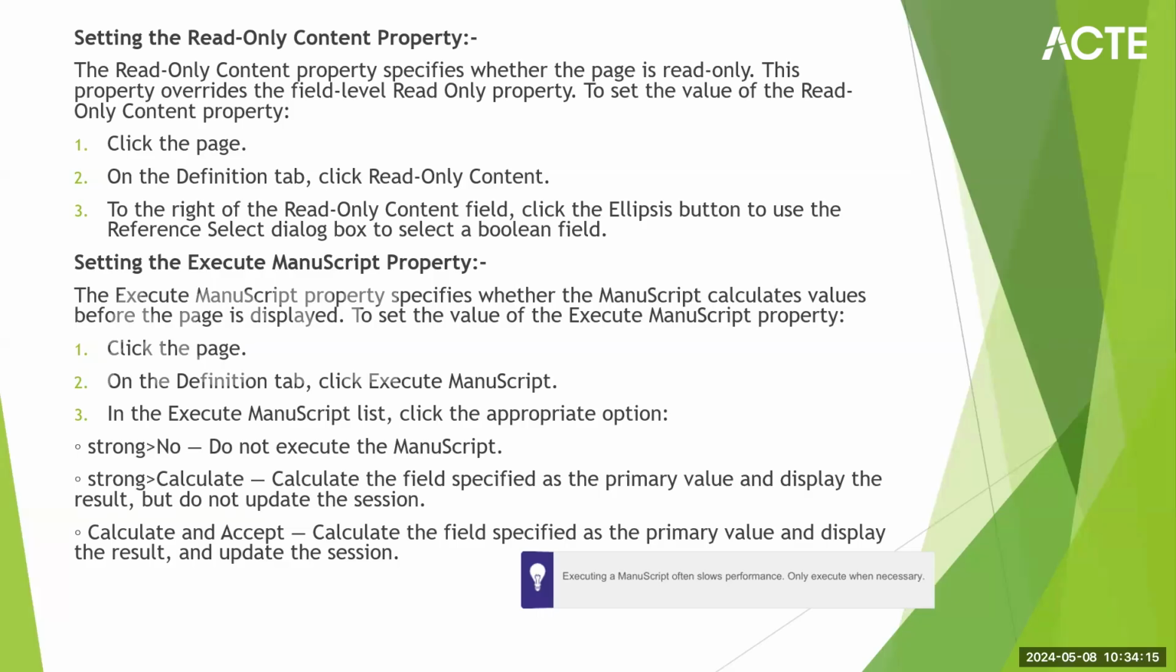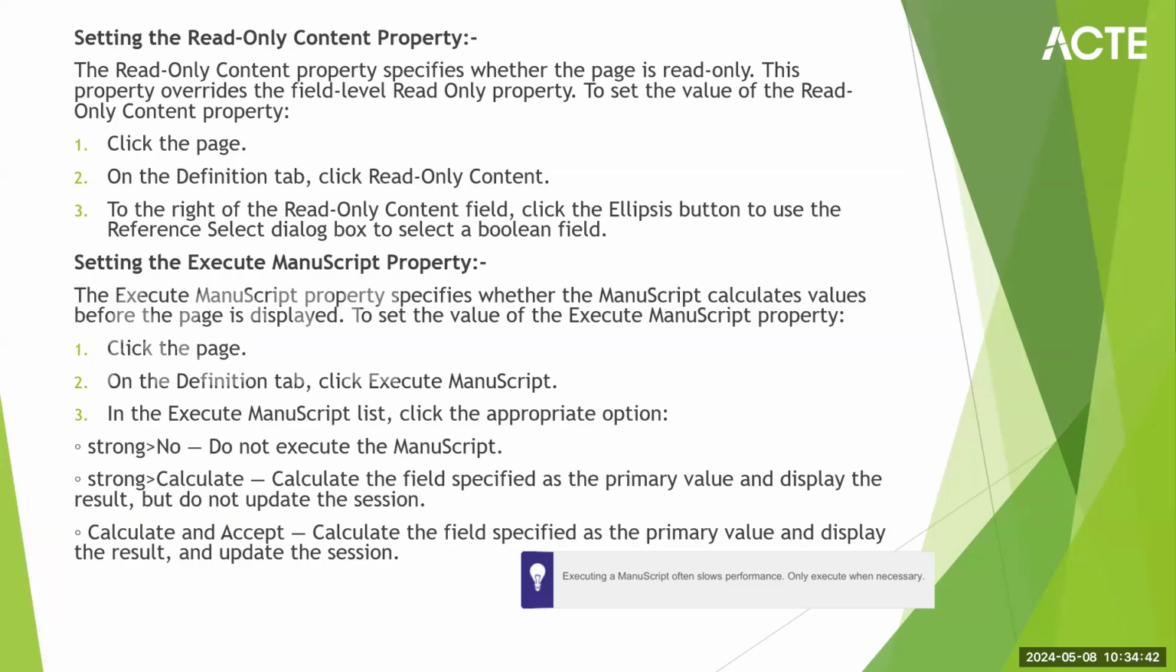Click on the page, click on the definition tab, click execute manuscript. In the execute manuscript list, click the appropriate option. Strong no indicates do not execute the manuscript. Strong calculate indicates the following; these are the options which are available. Calculate the field specified as the primary value and display the result, but do not update the session.